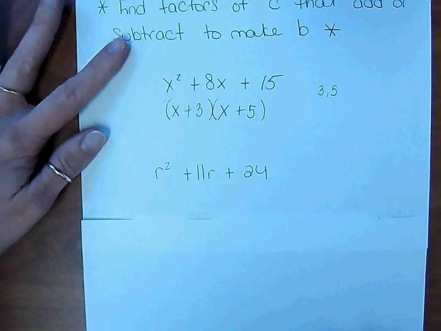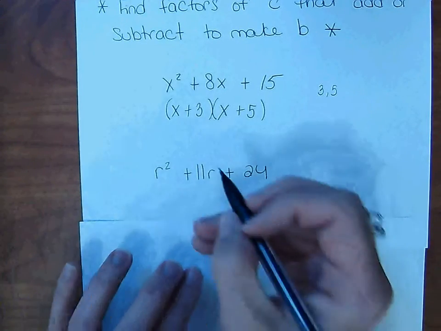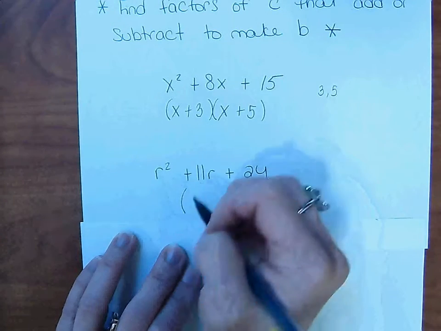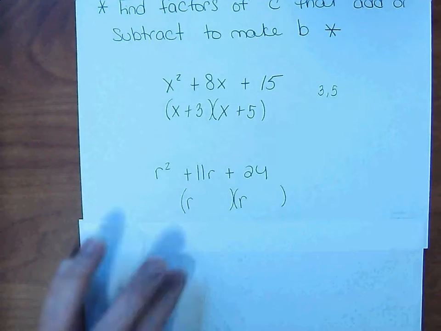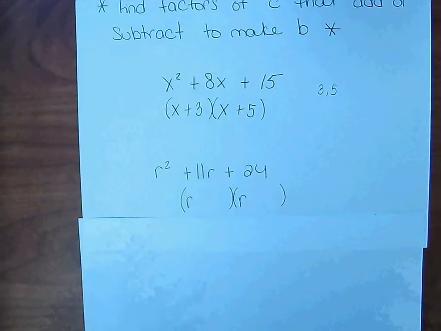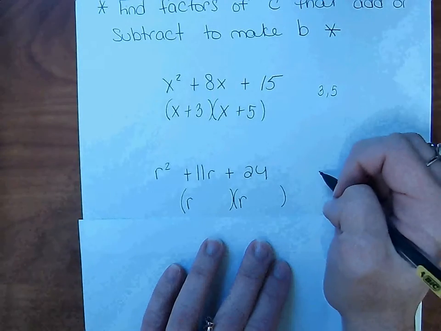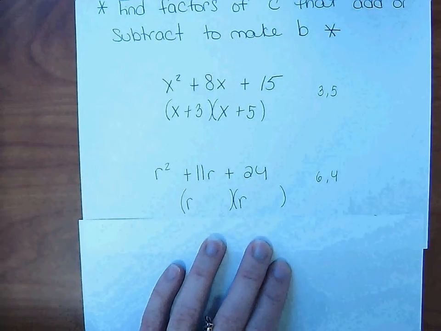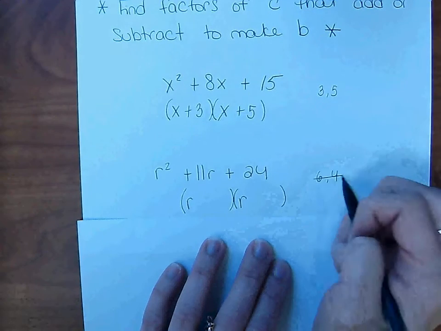r squared plus 11r plus 24. So again, you're going to have two binomials. r squared is going to break down as r and r in each one of the parentheses. So I have to think of factors of 24 that make 11. What comes to my mind is 6 and 4. However, if I add 6 and 4 together, I get 10, not 11. So that's not going to work out.